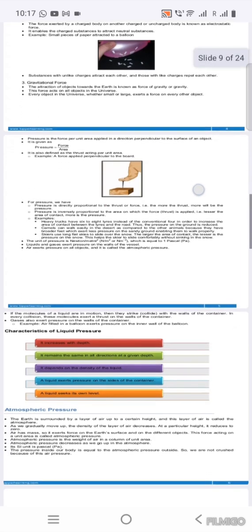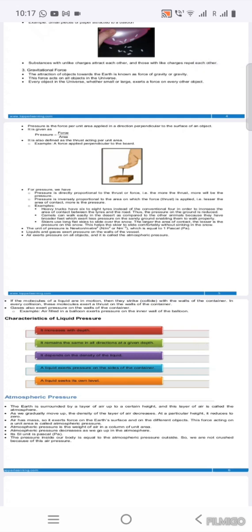Now here you can see on the screen the formula and definition of pressure, that is force acting per unit area. Or we can say force per unit area applied in the perpendicular direction to the surface of an object. Pressure equals force upon area. It can also be defined as thrust acting per unit area.